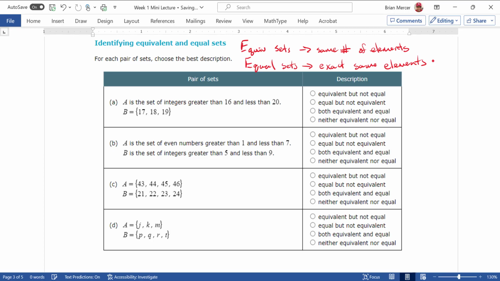So if two sets both have 5 elements and one is A, B, C, D, E, and the other is 1, 2, 3, 4, 5, just as an example, then those would be considered equivalent sets. So this first one, set A is the set of integers greater than 16 and less than 20. Set B is the set of elements 17, 18, and 19.